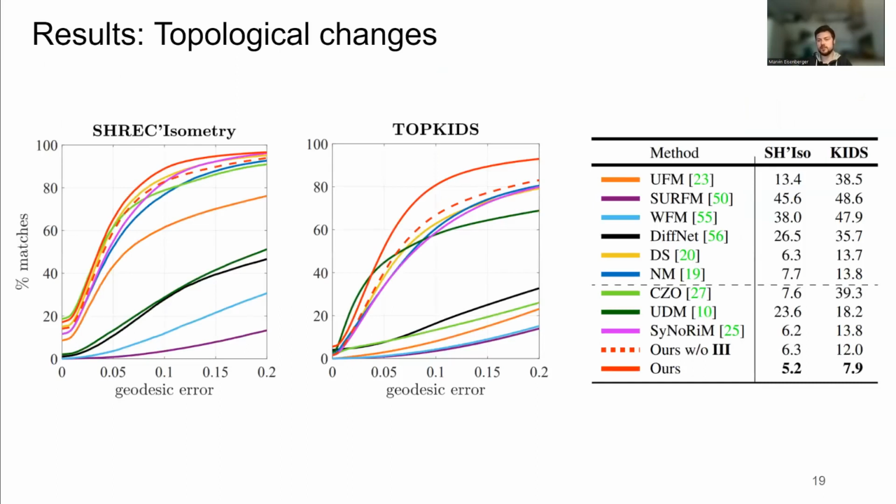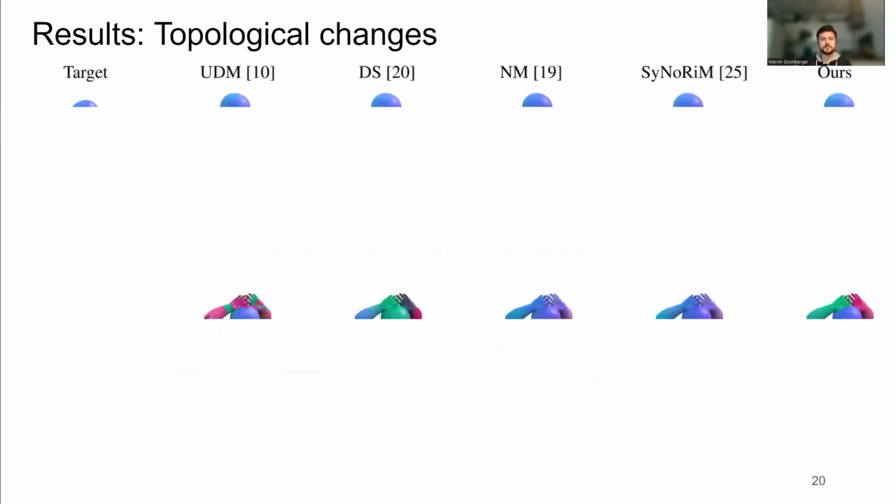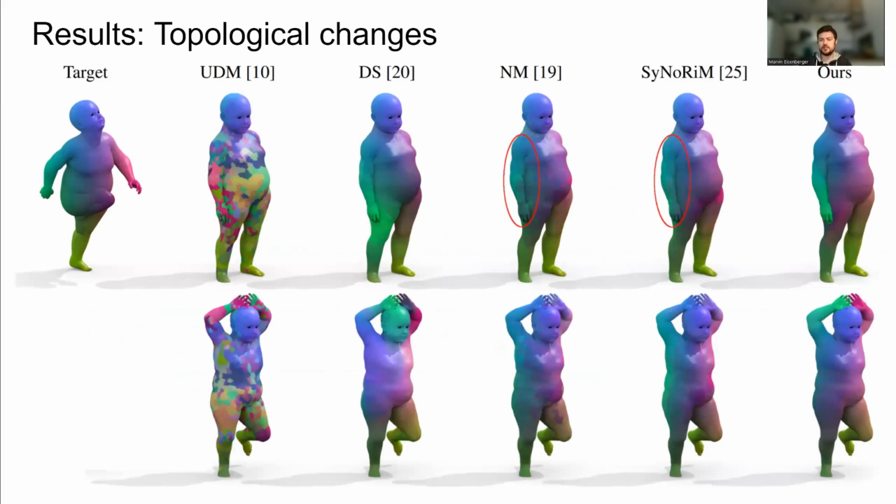To show some results, first of all, we evaluated the method on data sets with topological changes. These are for once Shrek isometry and the top kits data set, where we show state-of-the-art performance. Here are some examples. So again, we see that there's a lot of places of self-contact in these kind of benchmarks. And in all of these places, our method tends to perform much more accurately. And this is largely done by the fact that we look at the whole shape collection and infer something about the latent topology.